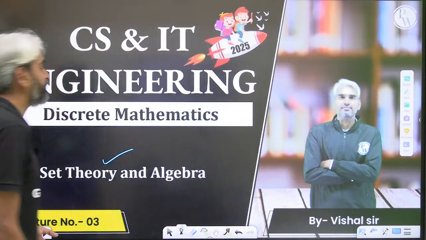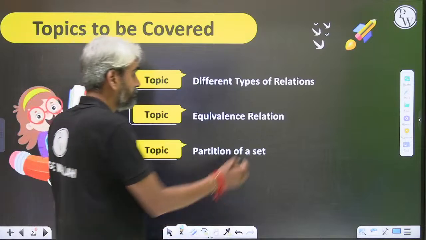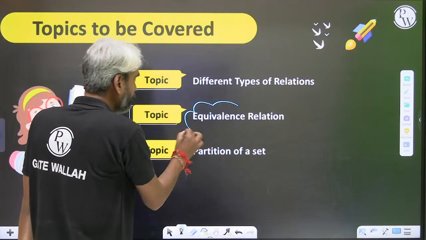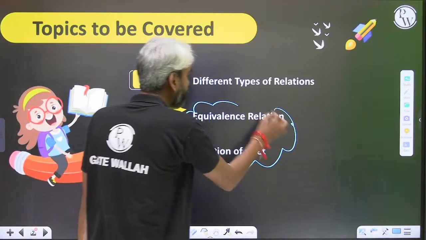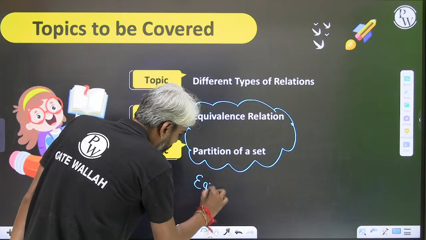Among those different types of relations, we have already covered some of the types, but some are still remaining. So we'll complete those relations, and apart from that, we will discuss the concept of equivalence relation, partition of a set, and in between there's a thing which is called equivalence class.